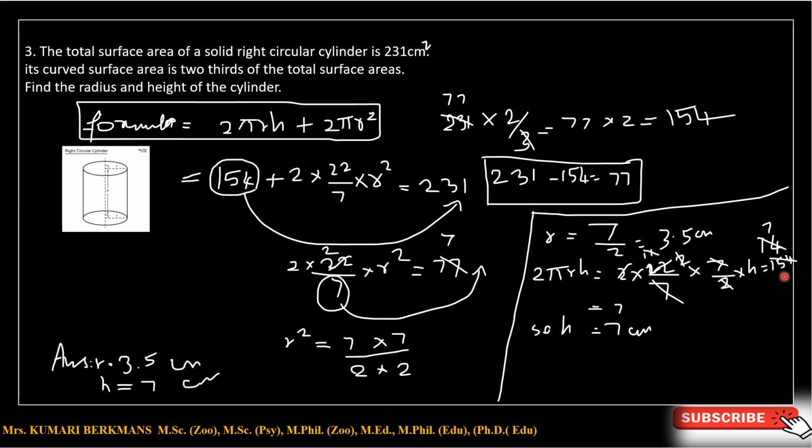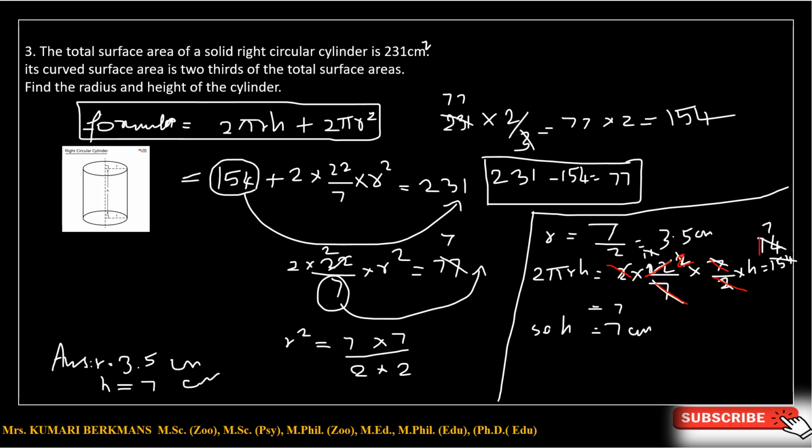This 154 we know, isn't it? Now let us strike this 2. This 2 we are striking, this 7 we are striking here. Now 22 is here, we are striking for 11. So 2 times 11, and here if we strike this 154 we are getting 14.